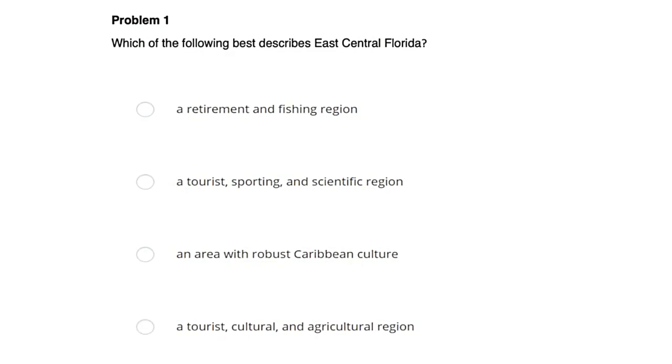Which of the following best describes East Central Florida? Our first option says a retirement and fishing region. Does this capture all there is to say about East Central Florida? Not quite. Let's see if there's a better option. The next option says a tourist, sporting, and scientific region. East Central Florida is home to spring break destinations and hosts the Daytona 500. This region is also known as the Space Coast due to the presence of Cape Canaveral and the Kennedy Space Center. So far, it offers the best description of East Central Florida.